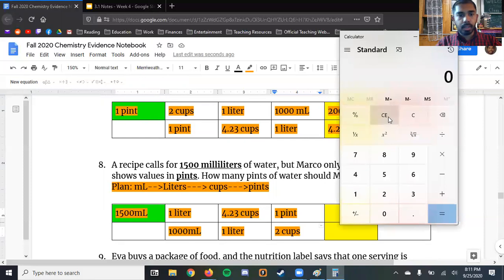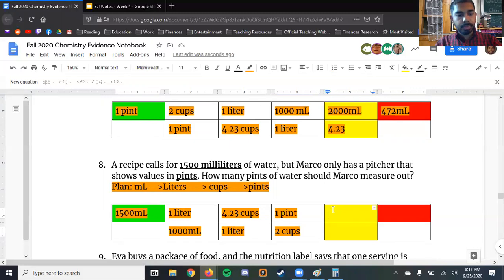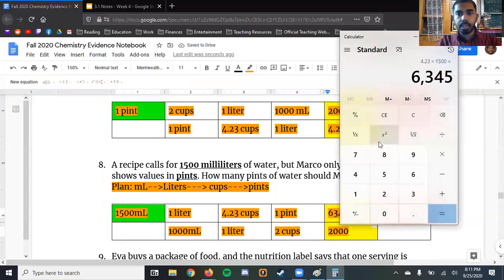So we clear all these out. 4.23 times 1,500. That's 6,345. 6,345 pints. Always keep track of your units. 1,000 times 1 times 2, that is 2,000. No unit, because at this point they've canceled each other out. So let's just do the division. Divide by 2,000.